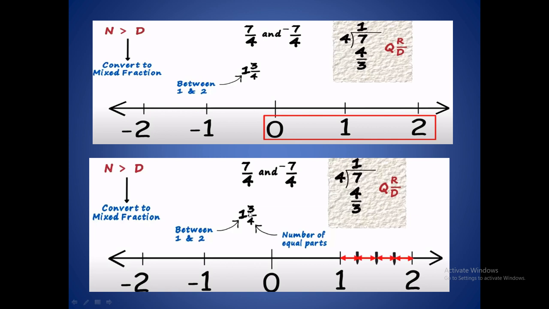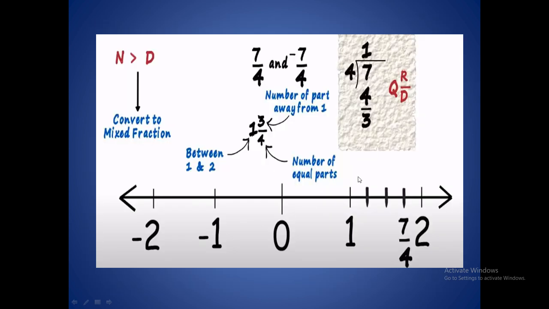Now where will 3 by 4 be? 3 by 4 will be at the third position. So this point is 1 3 by 4, which means this point represents 7 upon 4. Look at this slide. This 3 tells the number of parts away from 1. So 1, 2, 3. This third part is 3 upon 4. So this is 1 and this is 3 upon 4. Together they become 1 3 by 4, which means 7 upon 4. So this point is for 7 by 4.